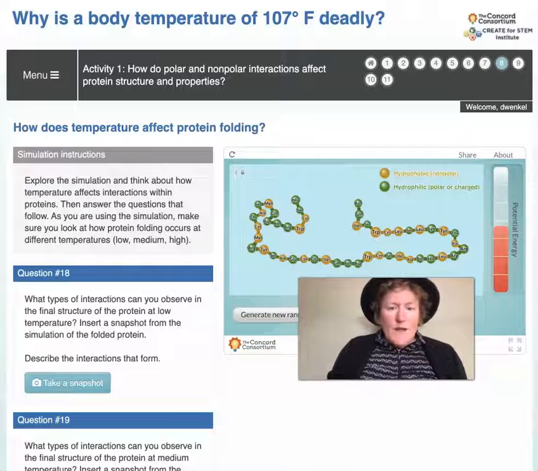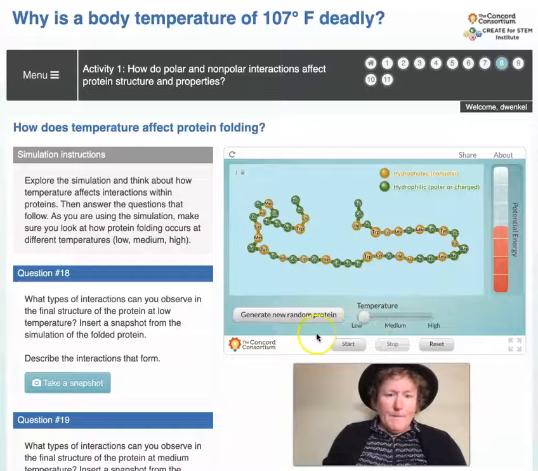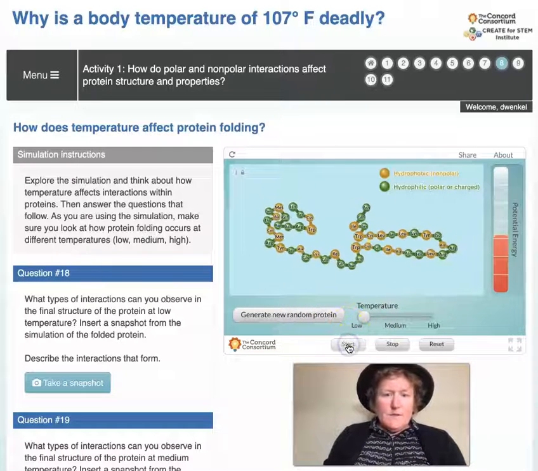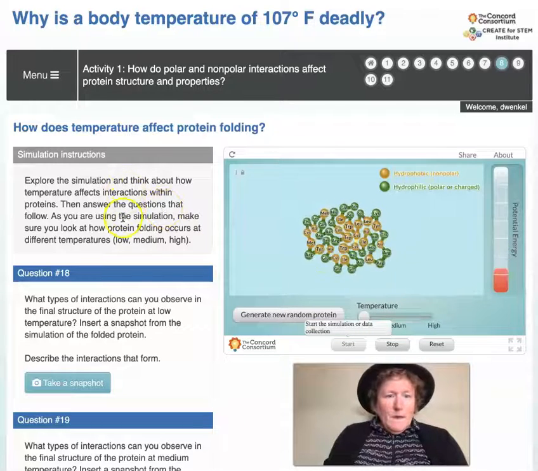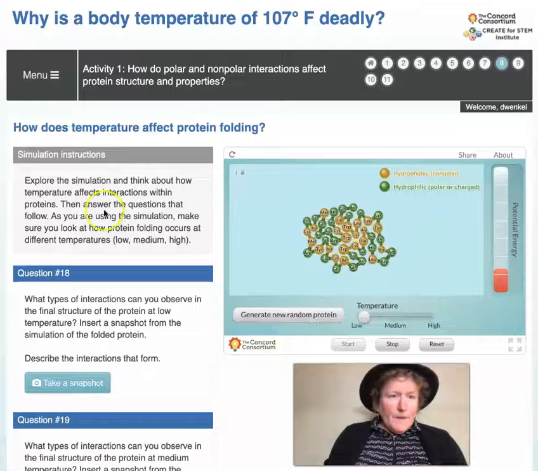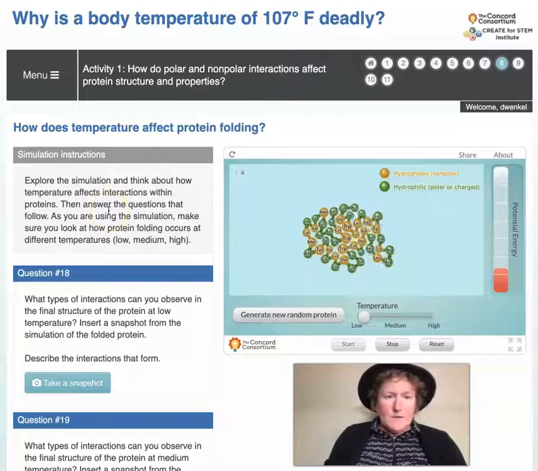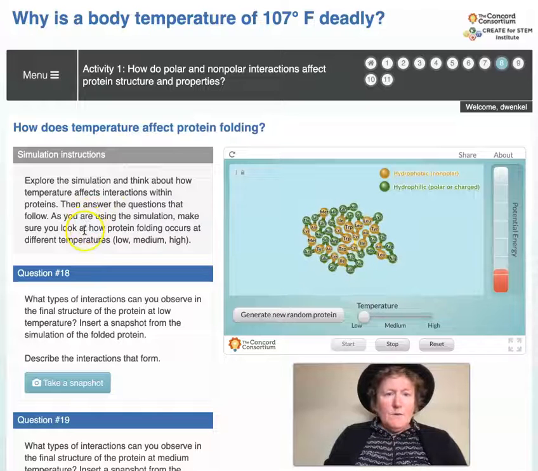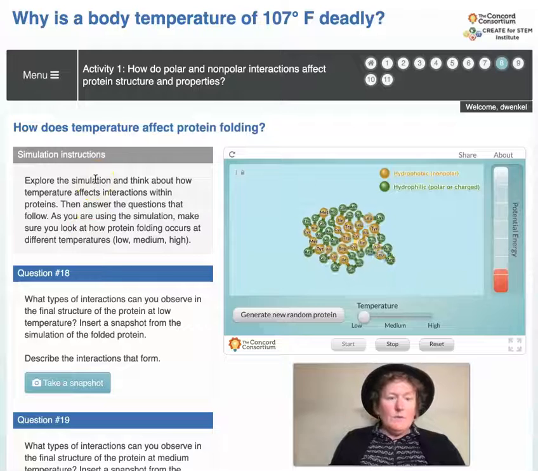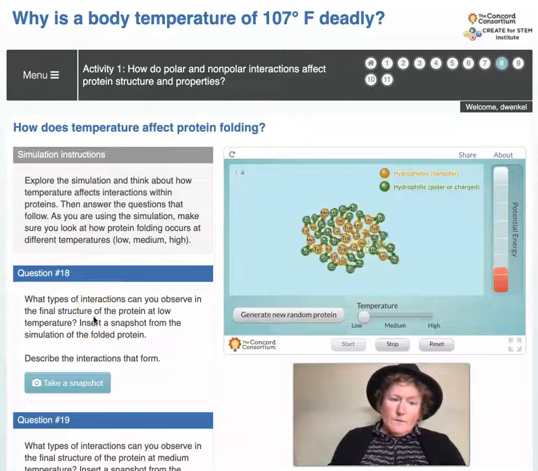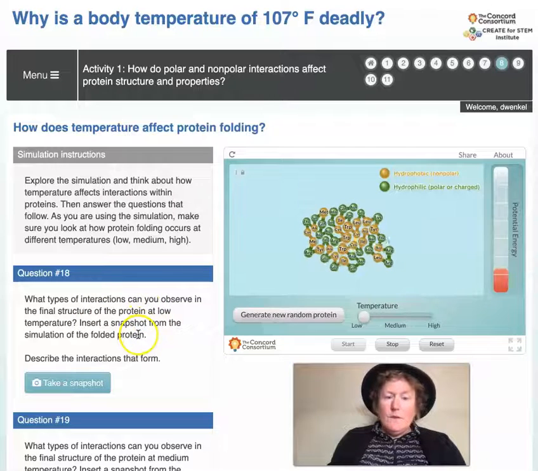So let's look at how temperature affects protein folding. I'm going to just start this so we have time to look here. Think about how temperature affects interactions with the proteins. Then answer the questions that follow. So we're really looking at how temperature affects protein folding here. What types of interactions can we observe in the final structure of the protein at low temperature? So this is the protein at low temperature.